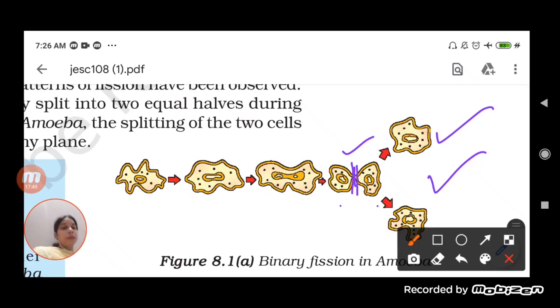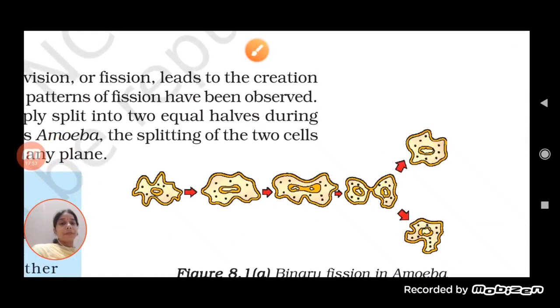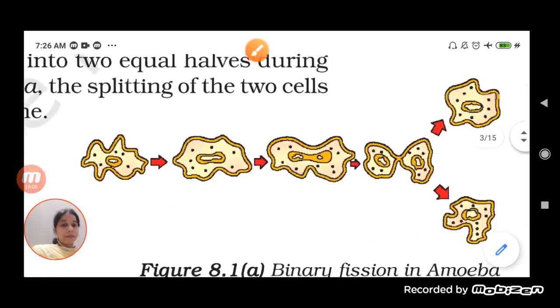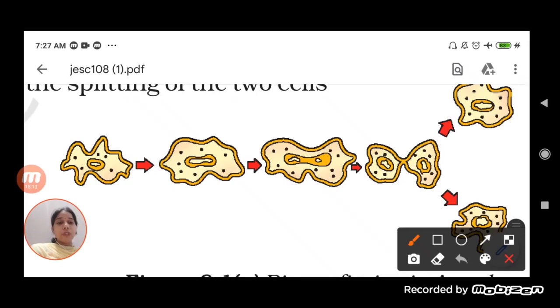Now here is one more thing that I want to explain, students. This is the first one, it means this is the parent amoeba. This amoeba grows. As you can see in this picture, the amoeba is there, and the nucleus present in it starts elongating. Due to this elongation, a depression is formed in the nucleus, due to which the nucleus divides.